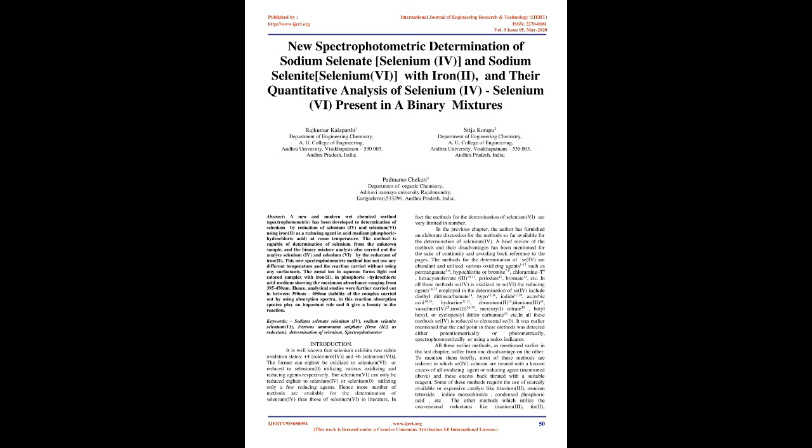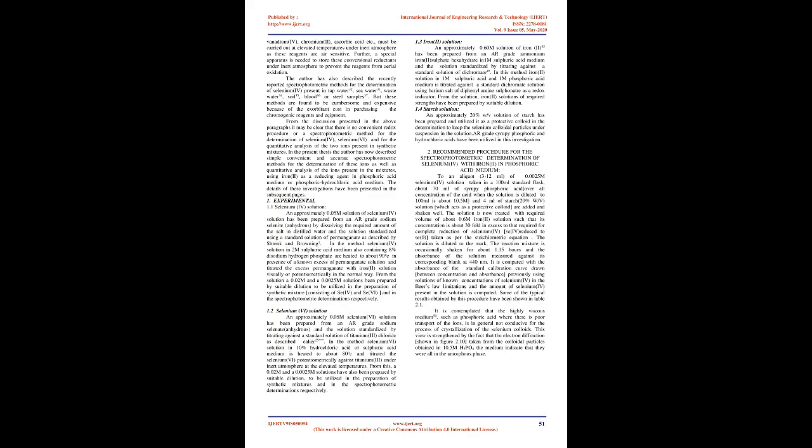The reducing agents 14-33 employed in the determination of Se(IV) include diethyl dithiocarbamate 14, hypo 15, 16, iodide 17, 18, ascorbic acid 19, 20, hydrazine 21, 22, chromium(II) 23, titanium(III) 24, vanadium(IV) 25, iron(II) 26-29, mercury(I) nitrate 30, butyl, hexyl or cyclopentyl dithiocarbamate 31, etc. In all these methods Se(IV) is reduced to elemental Se(0).